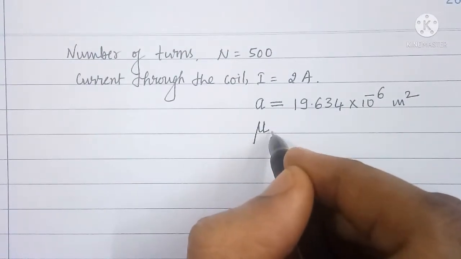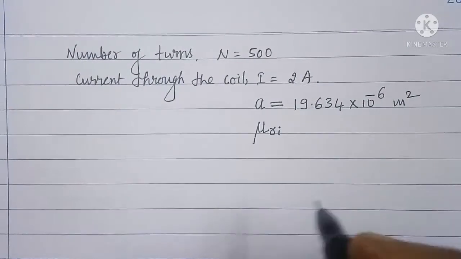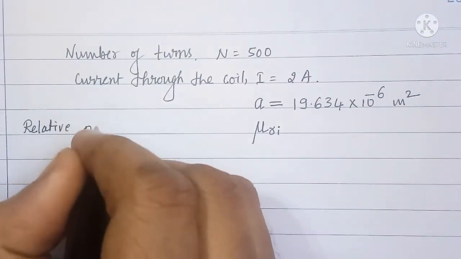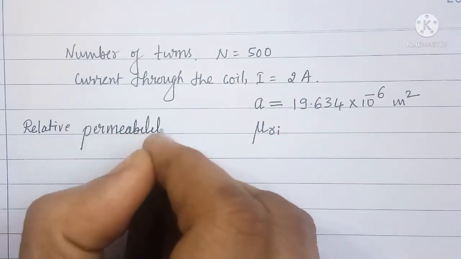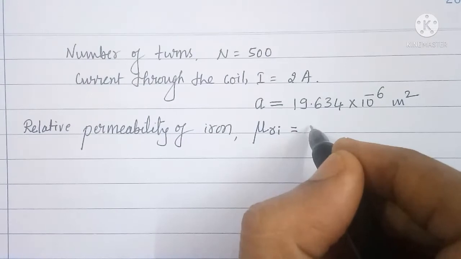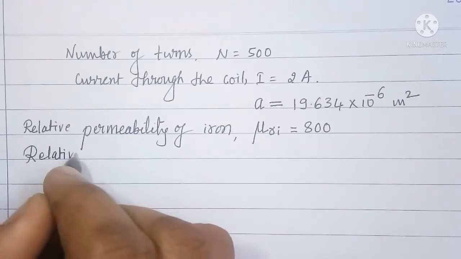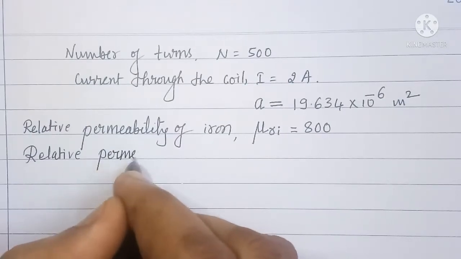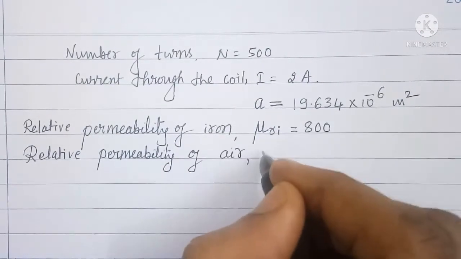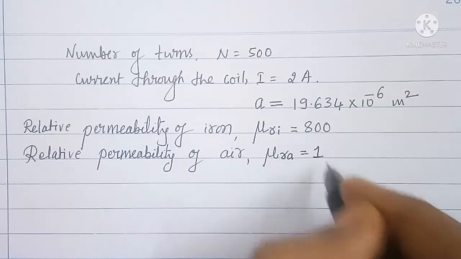Relative permeability of iron is given, mu r, but here I will call it mu Ri. What is its value? It is 800. Relative permeability of air, I will call it mu Ra, and that is equal to 1.